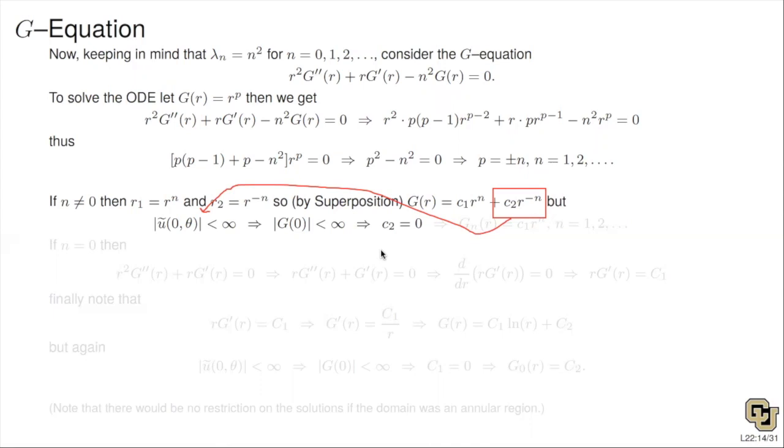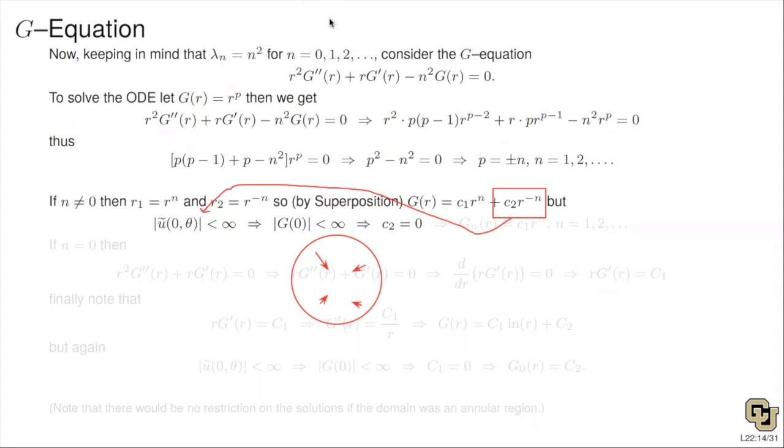So the boundedness assumption for the closed disk requires that C2 equals 0, because the closed disk includes the pole. If you're on an annulus, the annulus does not include the pole. For the annulus, we would allow both C1 and C2 to be non-zero. But in this case, because we're in the closed disk, remember, our domain is inside the disk.